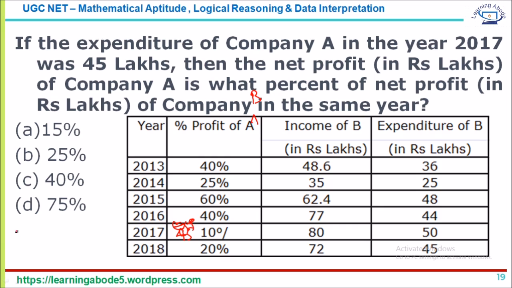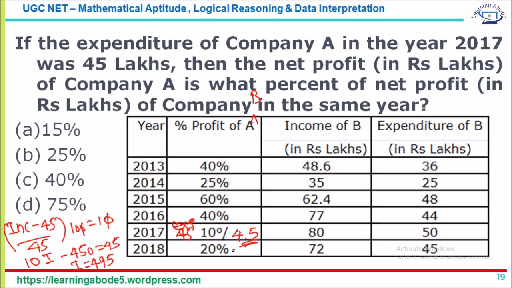So let's just try to go for the formula again. Income is what we have to find. Income minus expenditure, upon 45 lakhs, into 100, that is equal to 10%. So this is like 10 times. So 10 times the income minus 450 is equal to 45. So income is equal to 495. Income is 495. So the profit made is 4.5.